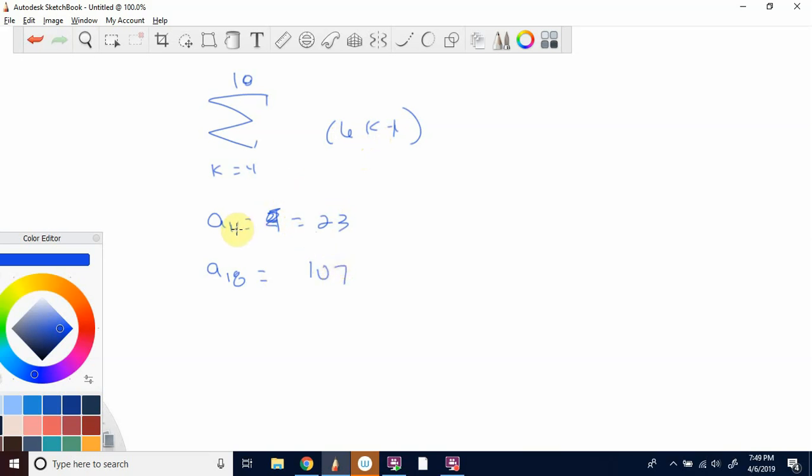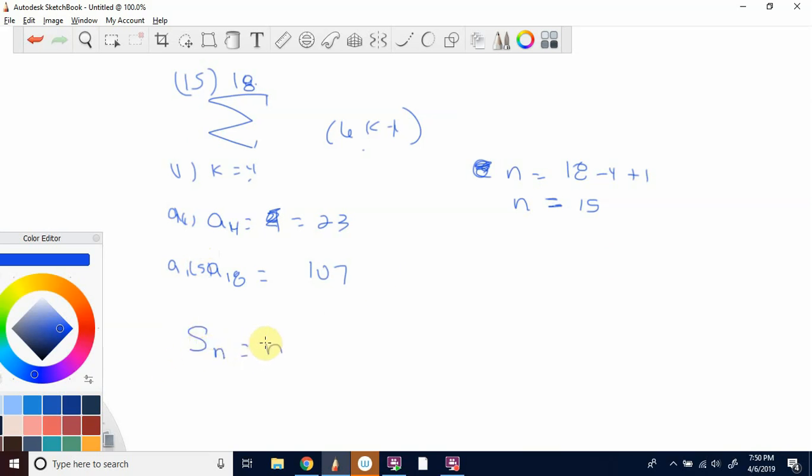So this is the first term, right? To find what n is, we're going to take 18, minus 4, plus 1, which gives us 15. So we would say this is the first term and this is the 15th term. We put these numbers into the formula to get a sub 1 and a sub 15. Okay, so now we're going to use our partial sum formula.